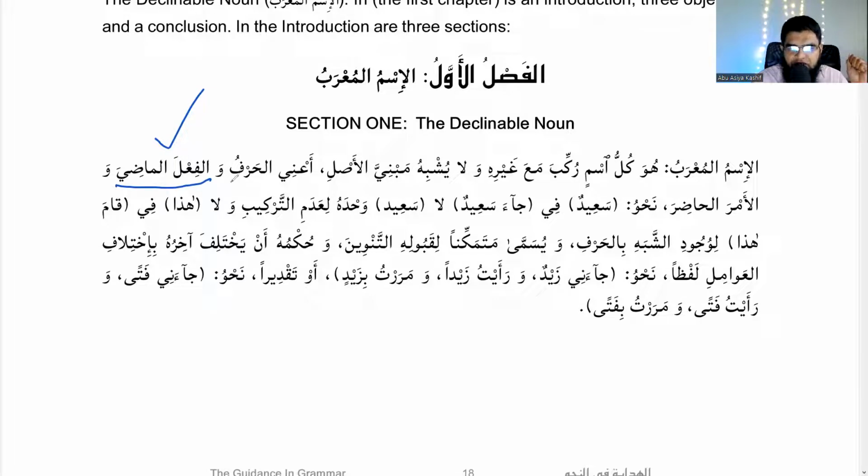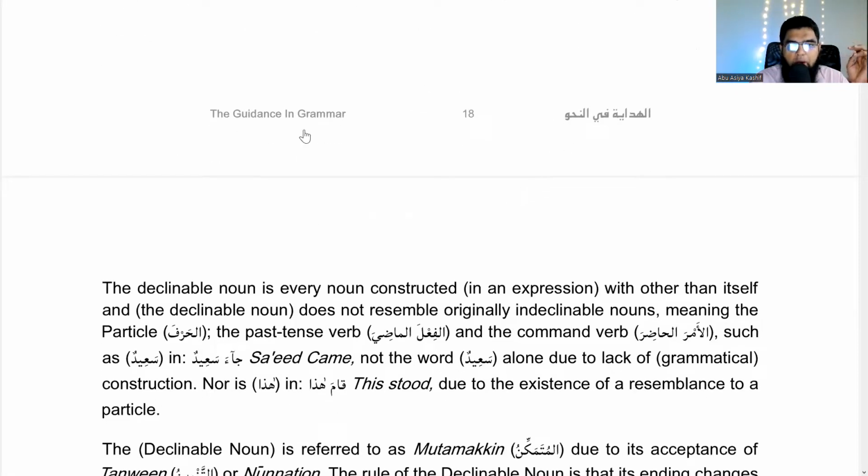They are fixed. Endings are fixed. والأمر الحاضر. أمر is also مبني الأصل. أمر الحاضر. اذهب, اذهبا, اذهبوا. All these are مبني. Fixed. Endings are fixed. It doesn't change with these things. نحو, for example. So he gives examples.